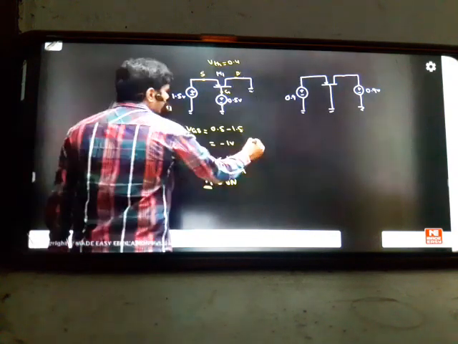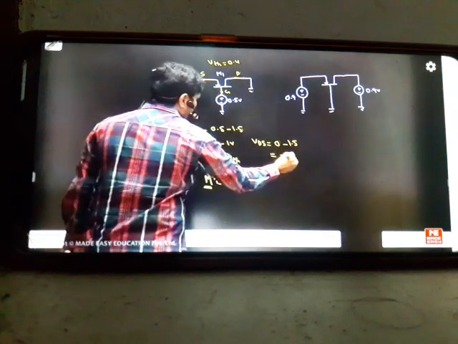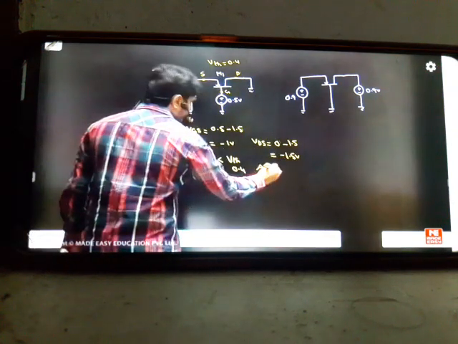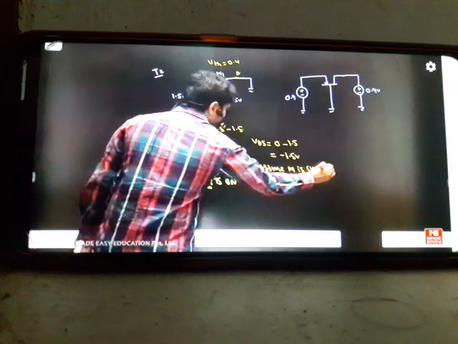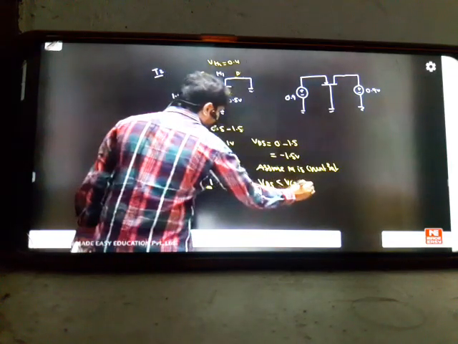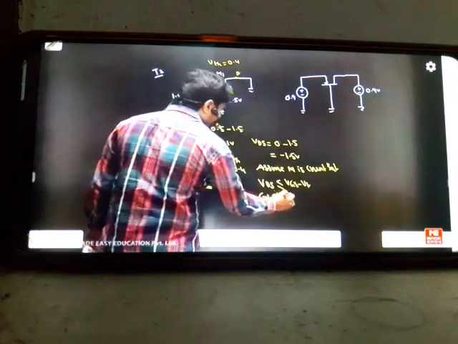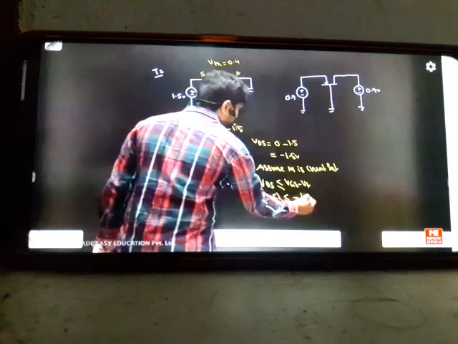So what about the VDS answer? 0 minus 1.5. Answer is minus 1.5 we are getting. So assume M is in current saturation. Yes, I'll confirm that M is in the current saturation relation. VDS should be less than VGS minus VT will be the current saturation relation in PMOS techniques. Less than is the answer. It is minus 1.5 is less than or equal to VGS answer, minus 1 minus 0.4.